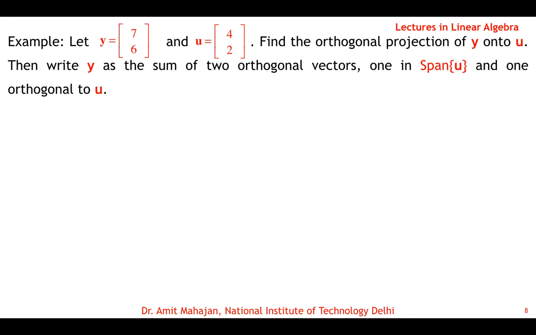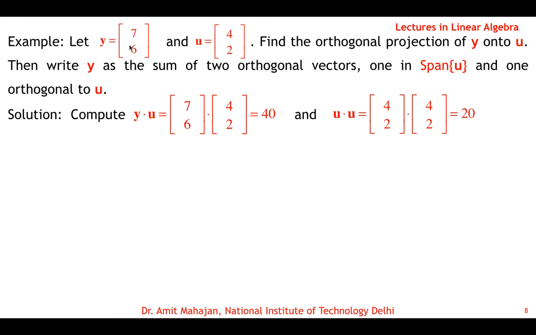Now let us take one example here. Let y be a vector and u be another vector. Find the orthogonal projection of y onto u. So we have to find the projection of y in the direction of u. That means we want to calculate y cap, which is alpha times u, and alpha we know is a scalar, y dot u by u dot u. Then write y as the sum of two orthogonal vectors. One is in the span of u, so that's y cap, and one is orthogonal to u. That is the z vector, which is y minus y cap.